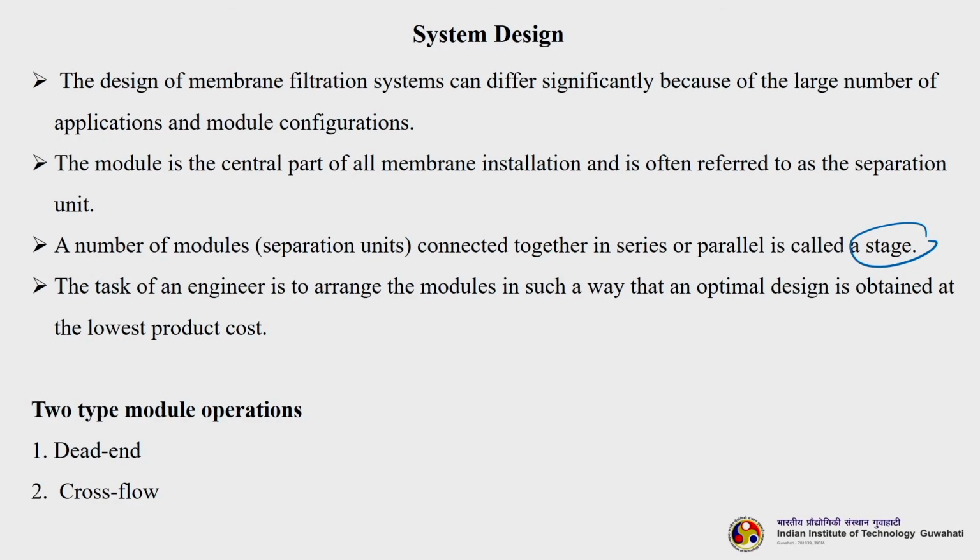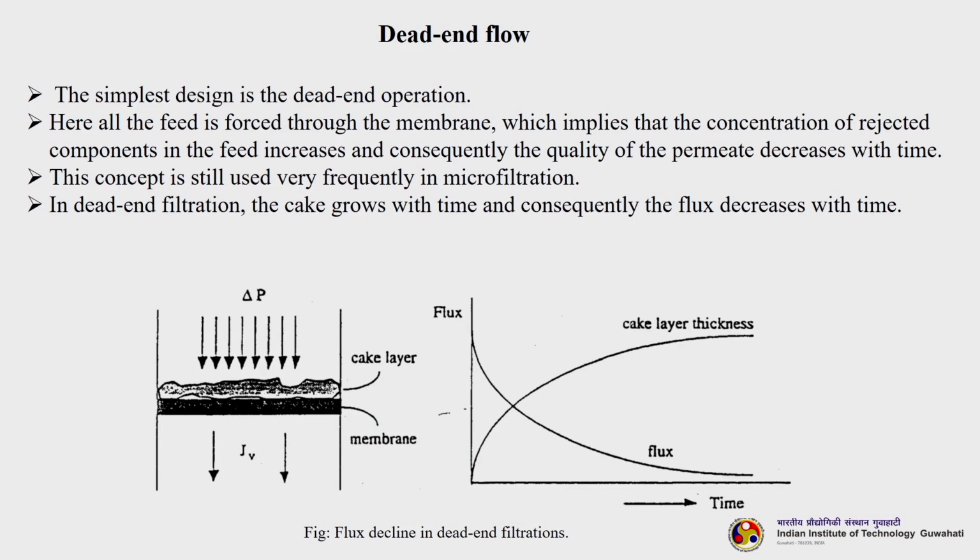And two types of module operations are possible, one is dead end and the other cross flow, and we have discussed what dead end flow and cross flow are in one of our previous classes. Let us again quickly go through dead end flow and cross flow with reference to the module. The simplest is the dead end flow operation. Here the feed is forced to the membrane, which implies that the concentration of rejected components in the feed increases as time progresses, and consequently the quality of the permeate decreases with time.